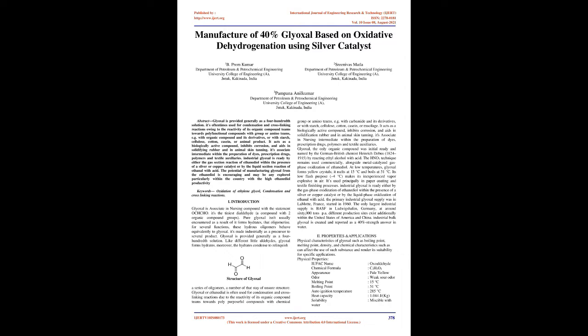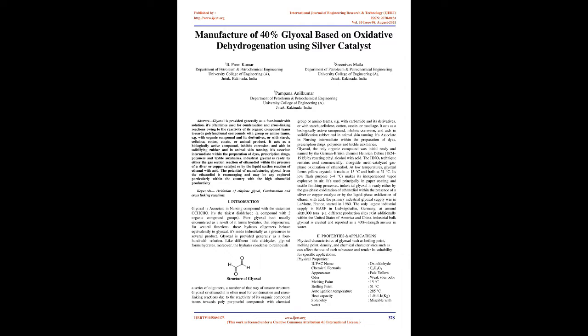It's often used for condensation and cross-linking reactions owing to the reactivity of its aldehyde groups towards polyfunctional compounds with hydroxyl or amino groups, with urea and its derivatives, or with starch, cellulose, cotton, casein, or animal products. It acts as a biologically active compound, inhibits corrosion, and aids in solidifying rubber and in animal skin tanning.